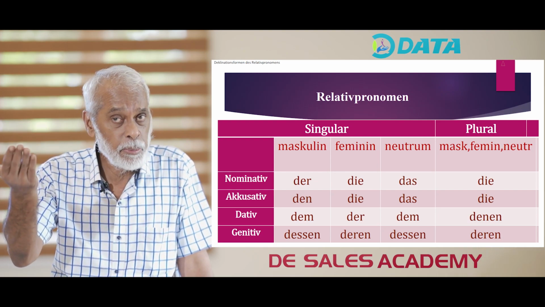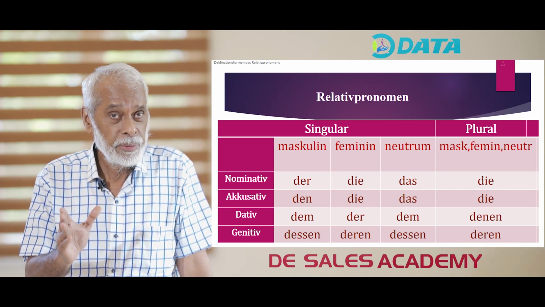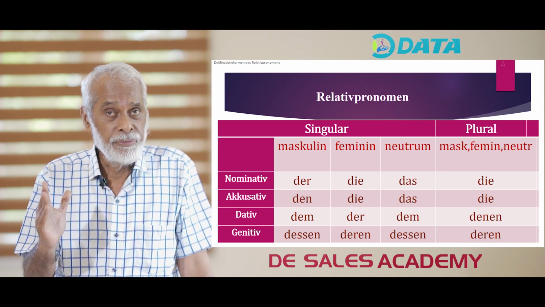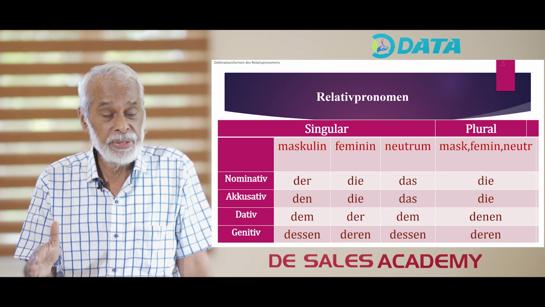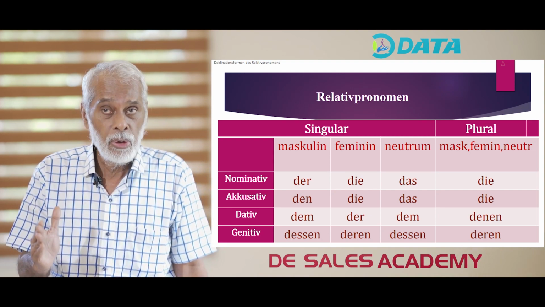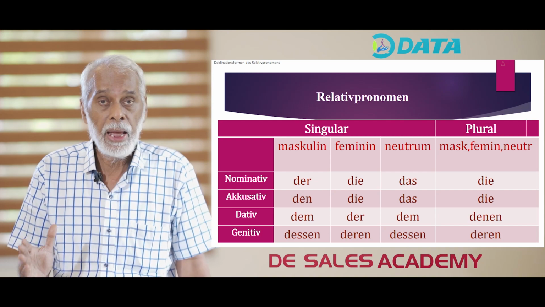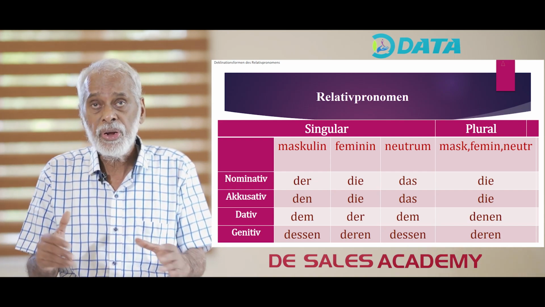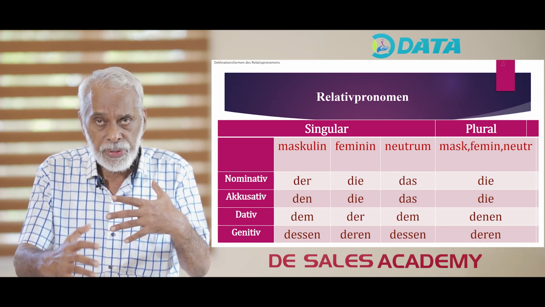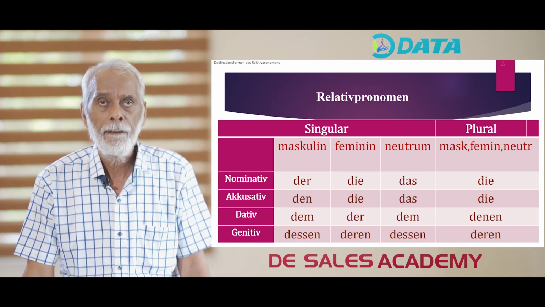Now I am providing a table here for you. The nominative is der, den, dem, dessen. Feminine: die, der, dessen, deren. Neutrum: das, dem, dessen. Und Plural: die, denen and deren. So these are the relative Pronomen in one Überblick. It's always with these relative Pronomen that we are trying to make relative sentences.